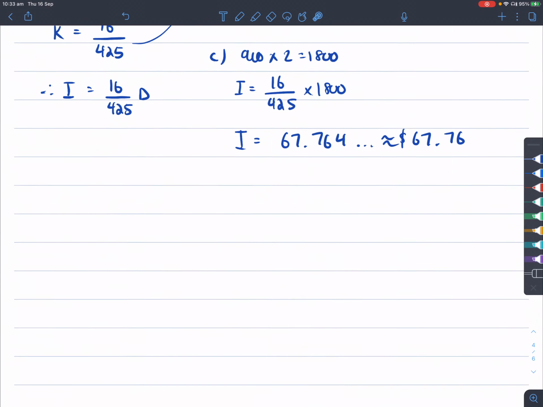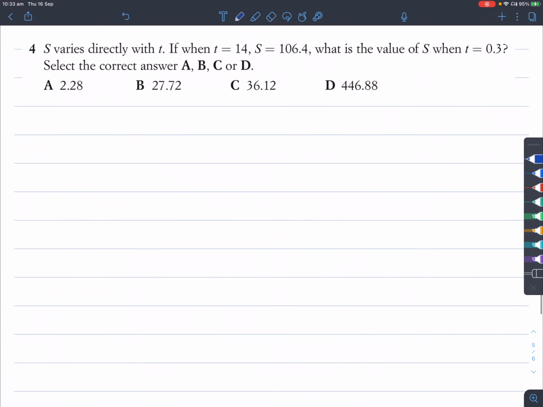Right, let's move on. Question 4. S varies directly with T. That means we can write S equals KT. If T equals 14, S is 106.4. What is the value of S when T is 0.3?